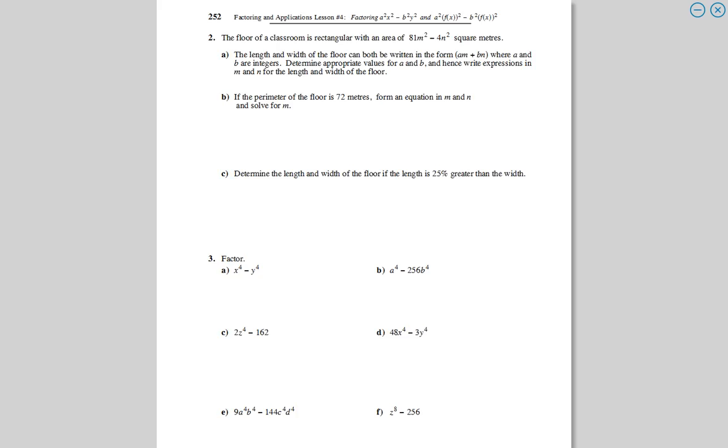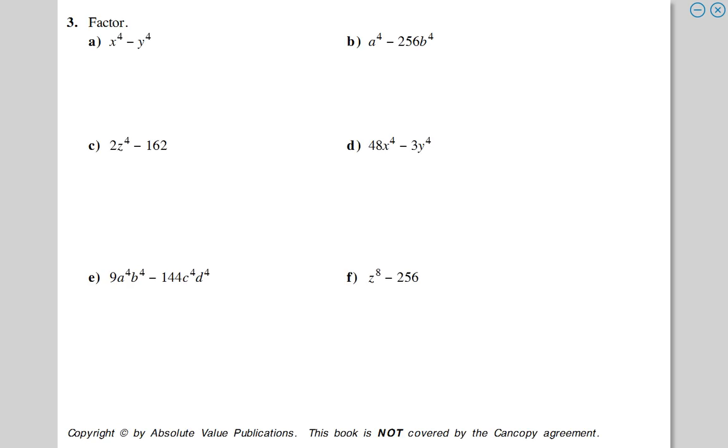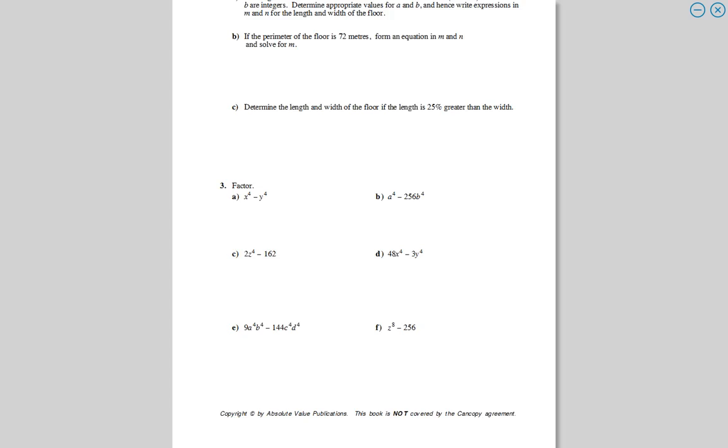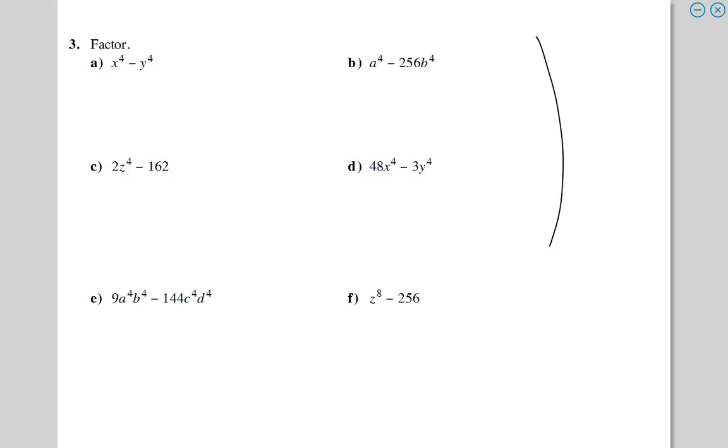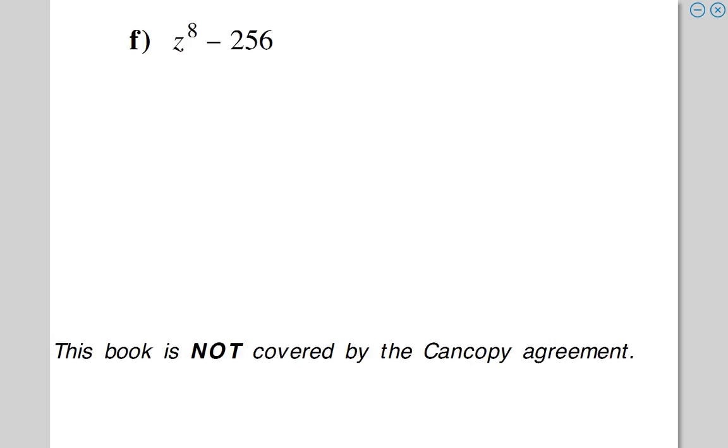Okay, next lesson, go to the homework. Let's try some hard ones. Oh, this one here. Let's go to 3F on 252. This was on a quiz? Okay. Do you see a GCF? Stop. Do you see a GCF? Do you see a trinomial? Do you see a binomial?